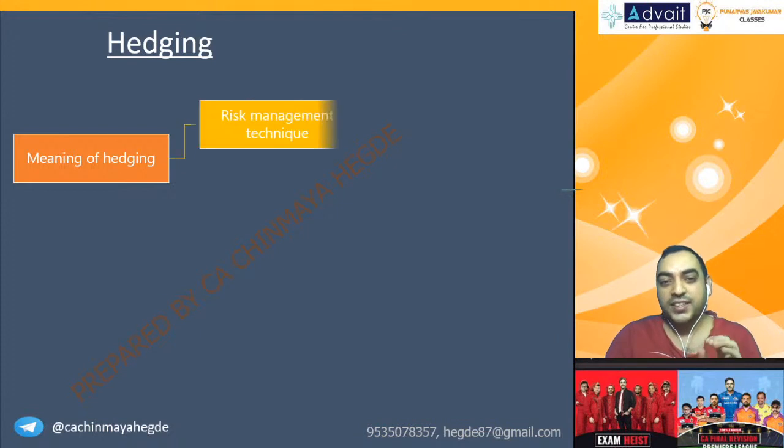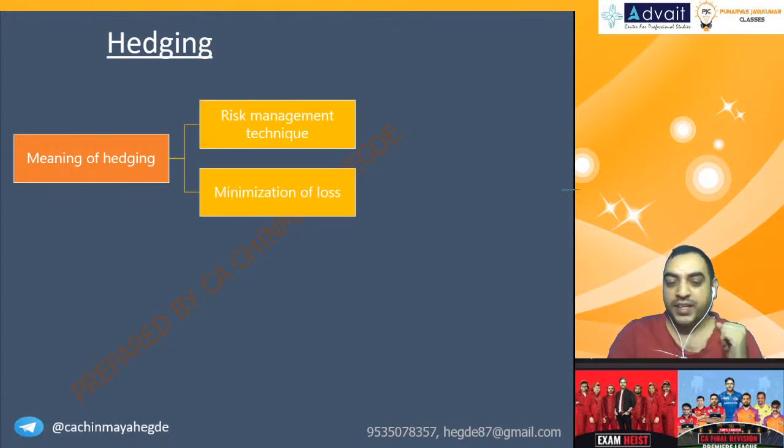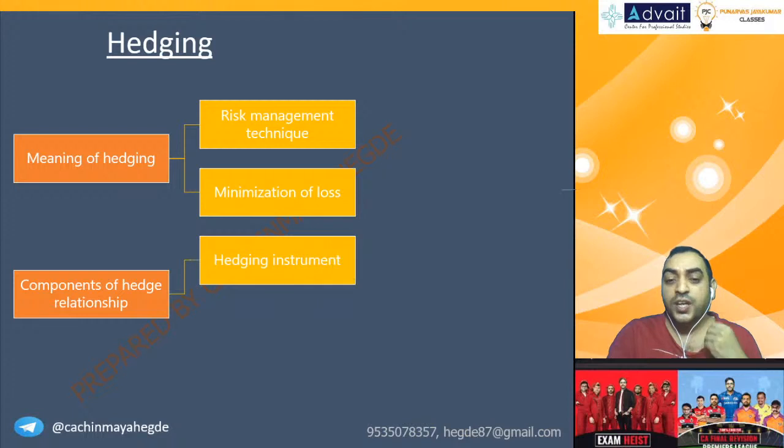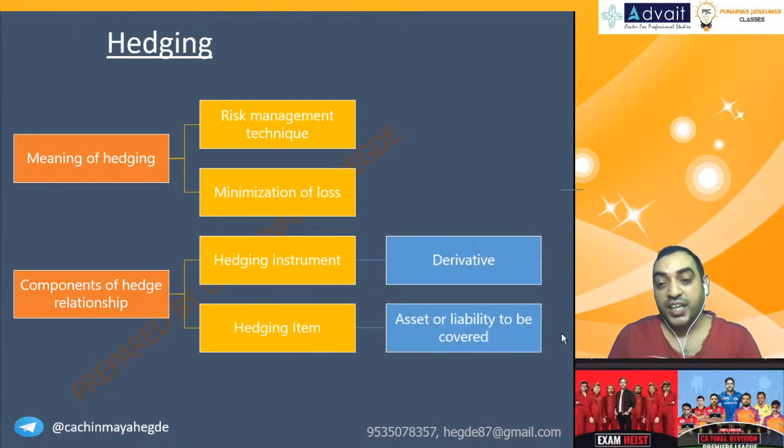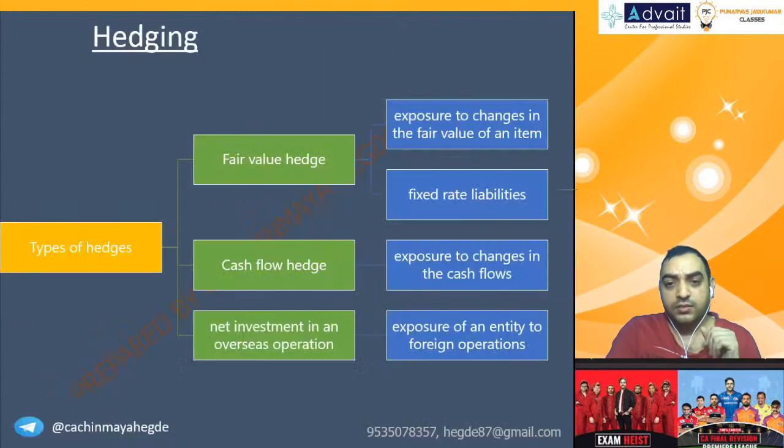Let's go further on this. Hedging means a risk management technique, the process of minimization of loss. So there have to be two elements: one is the hedging instrument and the other is the hedged item. The hedged item is where the risk is being created, and the hedging instrument is where the risk is getting reduced. Along with the types, I'll explain this and examples also. There are three major types: fair value hedge, cash flow hedge, and net investment in a foreign operation.